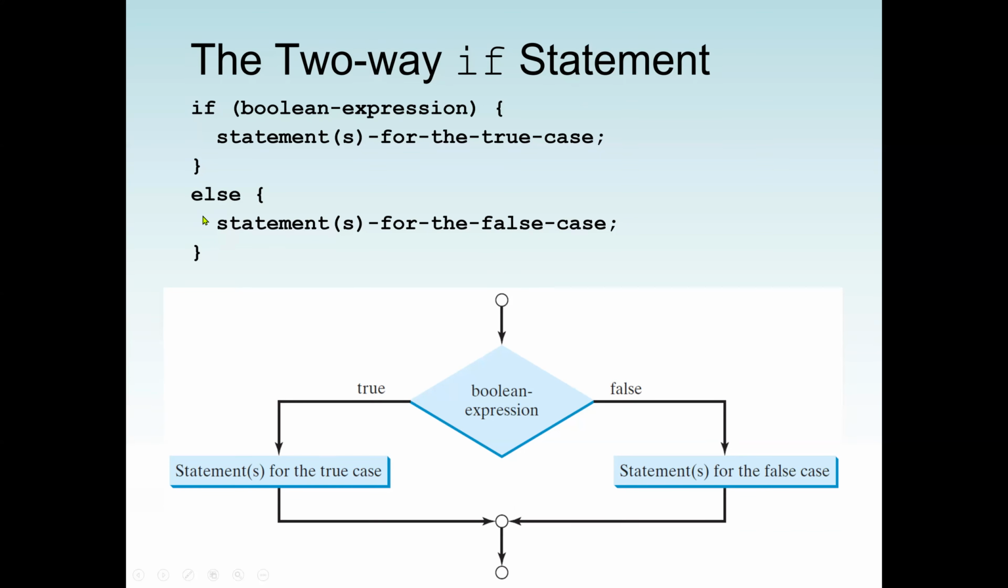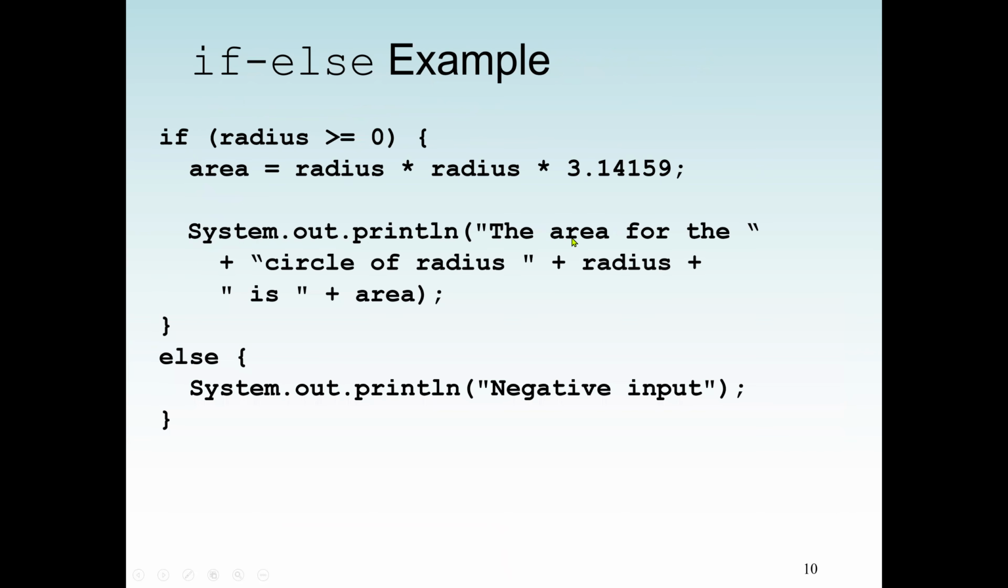And normally it's if else. If the condition is true, do something; else, meaning if it's false, do a different thing. So this is an example with the radius. We say if the radius is greater than or equal to 0, then the area equals radius times radius times pi, because the radius is a positive value. So this will work. Then later we print out the area.